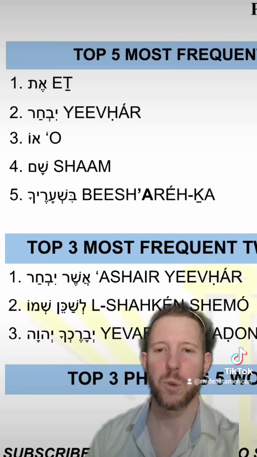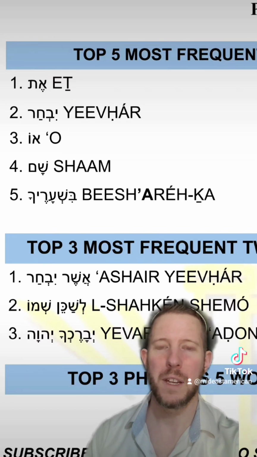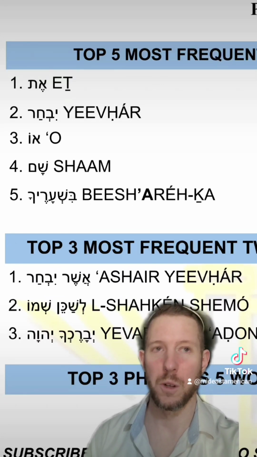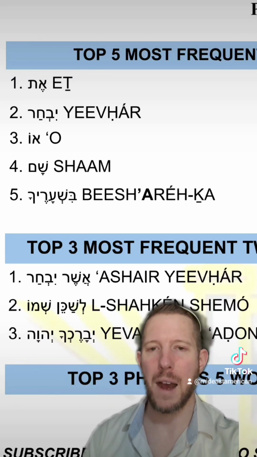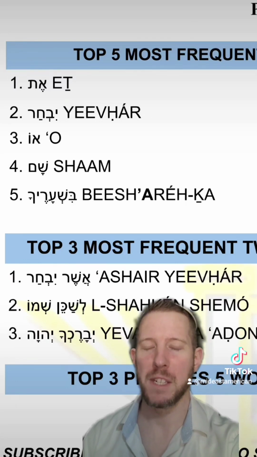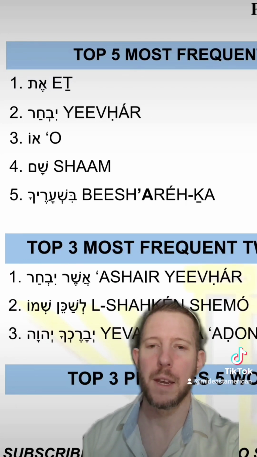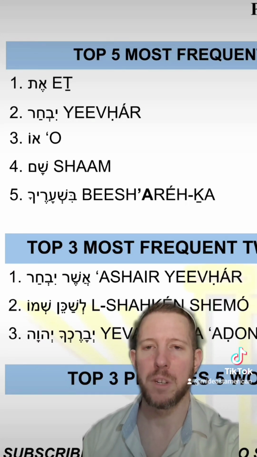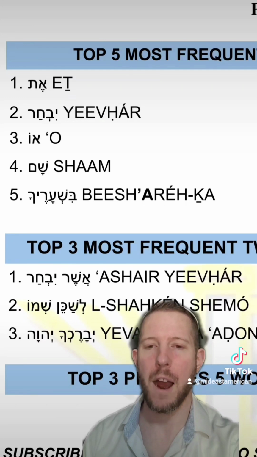All right, so let's read through these one more time from top to bottom. Number 1, et, direct object article. Yivhar means he shall choose, or select, or appoint if you wish. O means or, O-R, or. Sham means there, as opposed to here. Bish'arecha means within your gates. Asher yivhar means which he shall choose.